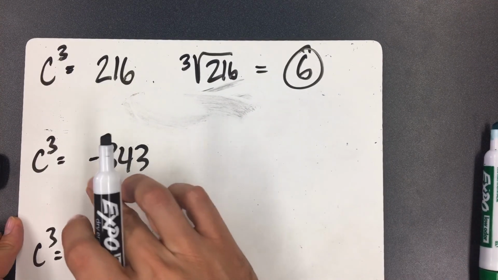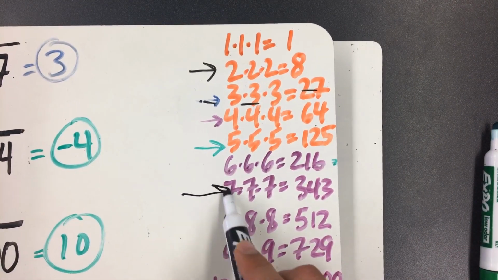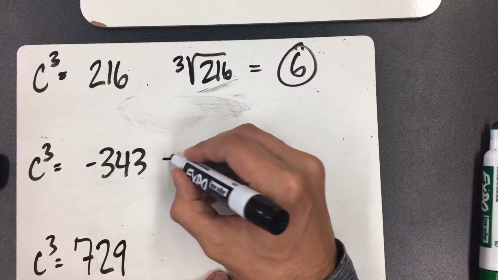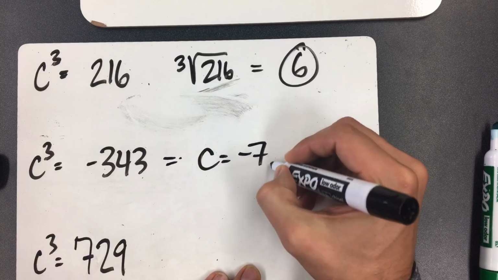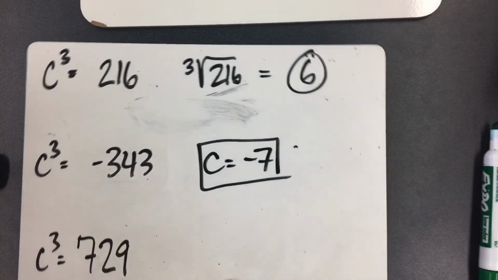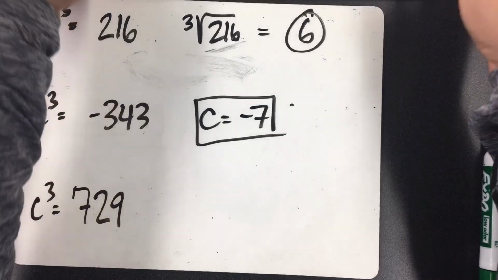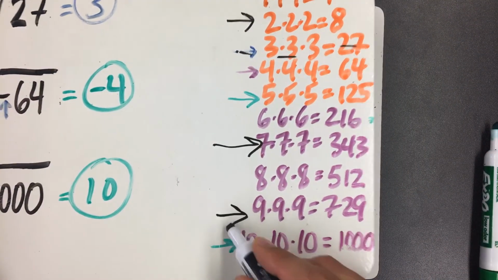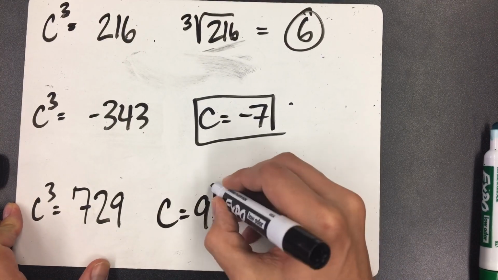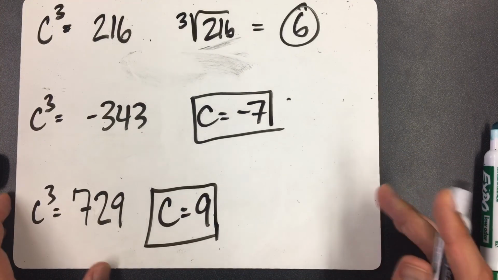What cube root would equal negative 343? Let me look at my chart here. Here's 343, 7 times 7 times 7. Since this has a negative in front, this is just going to be c equals negative 7, right? Negative 7 times negative 7 times negative 7. And then the last one, what number to the third power equals 729? I've got it right here, 9 times 9 times 9. This is where a calculator can help you. You can just type in 9 times 9 times 9, and there it is.